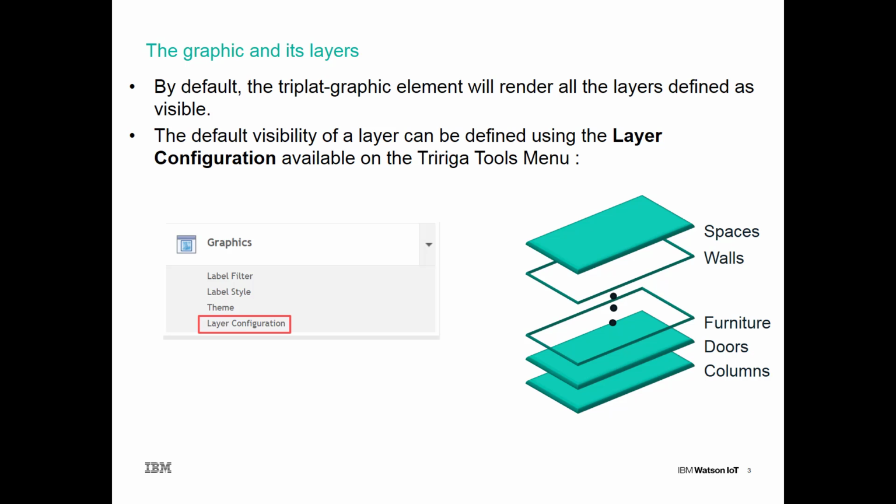By default, the triplet graphic element will render all the layers defined as visible. The default visibility of a layer can be defined using the layer configuration available on the TRIRIGA Tools menu. I can, for example, define that the furniture layer should be hidden by default. To show what I am talking about here, let's go to TRIRIGA and I will explain how to use the layer configuration.